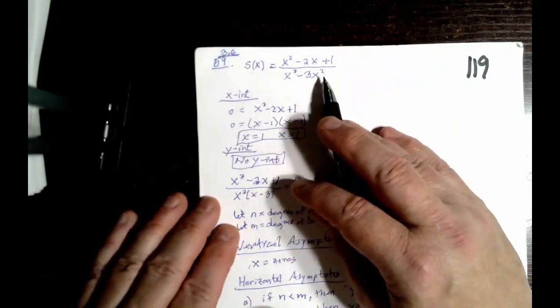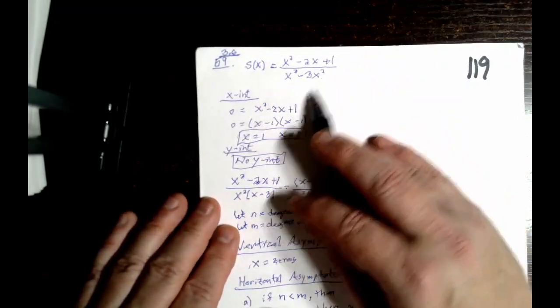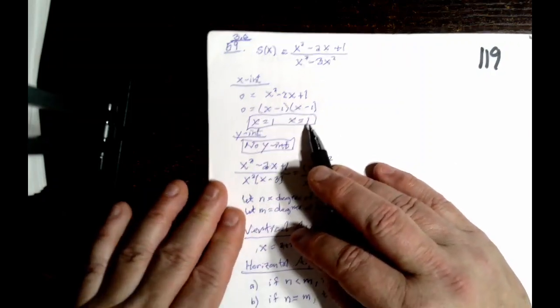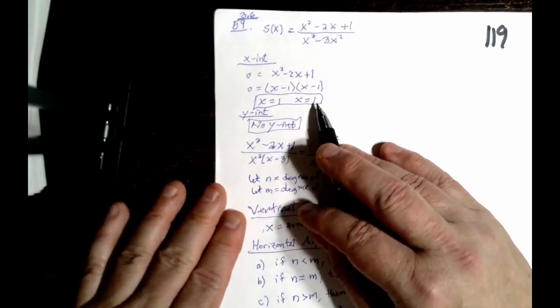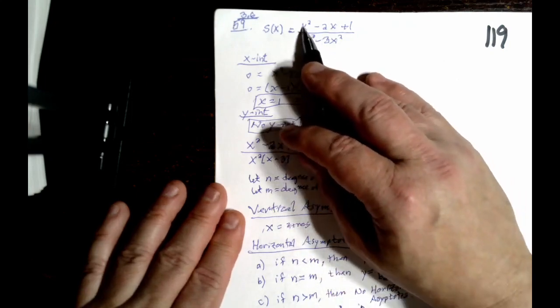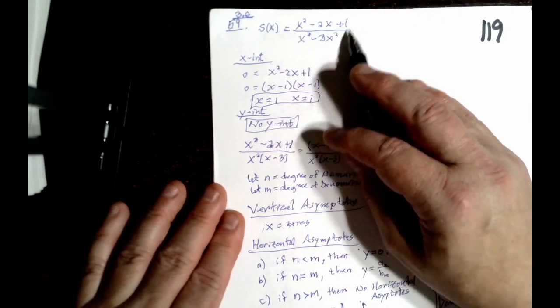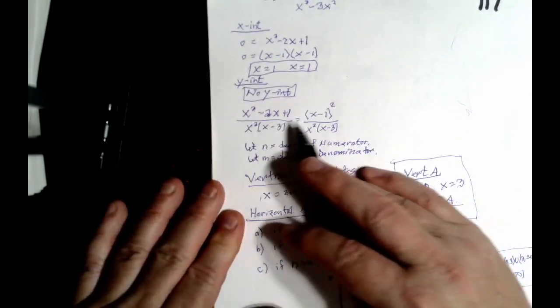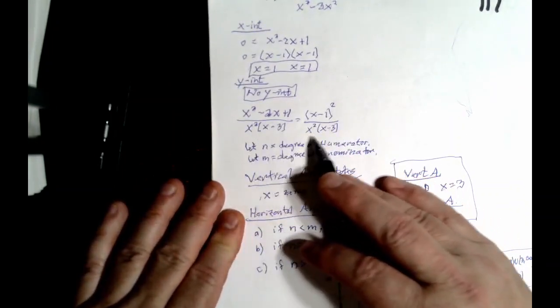First one is this one. If you factor the top, you get this guy here. Setting each one equal to 0, you get these two numbers. Those are your x-intercepts. The y-intercept, you let x equal 0, and you get 1 over 0, so there's no y-intercept. If you factor the top, you get this guy. You factor the bottom, you get this guy.